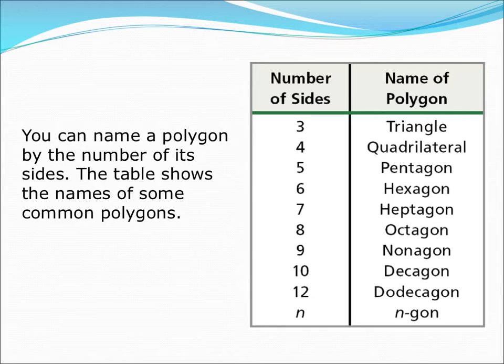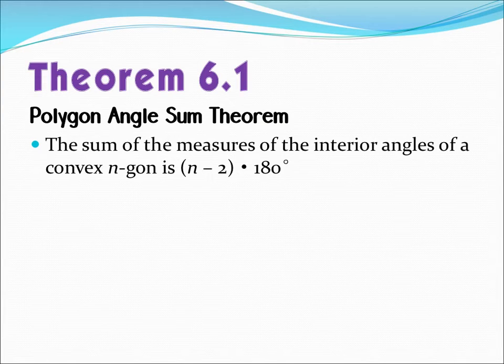Raise your hand if you're still coming down. Okay. All right, so this Polygon Angle Sum Theorem is basically just a formula. It says the sum of the measures of the interior angles of a convex n-gon, so any number of sides, is n minus 2 times 180. The word interior is important there because there could be interior or exterior angles. So if I add up all the angles inside, I would get n minus 2 times 180.